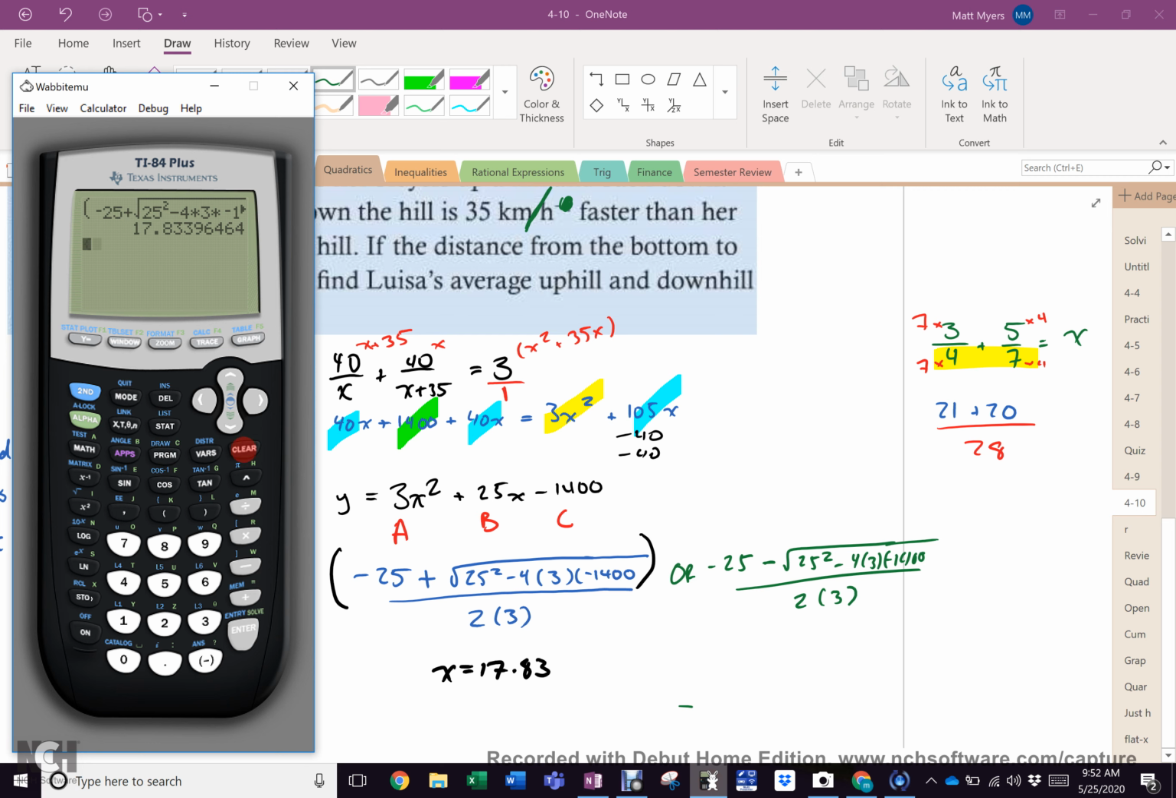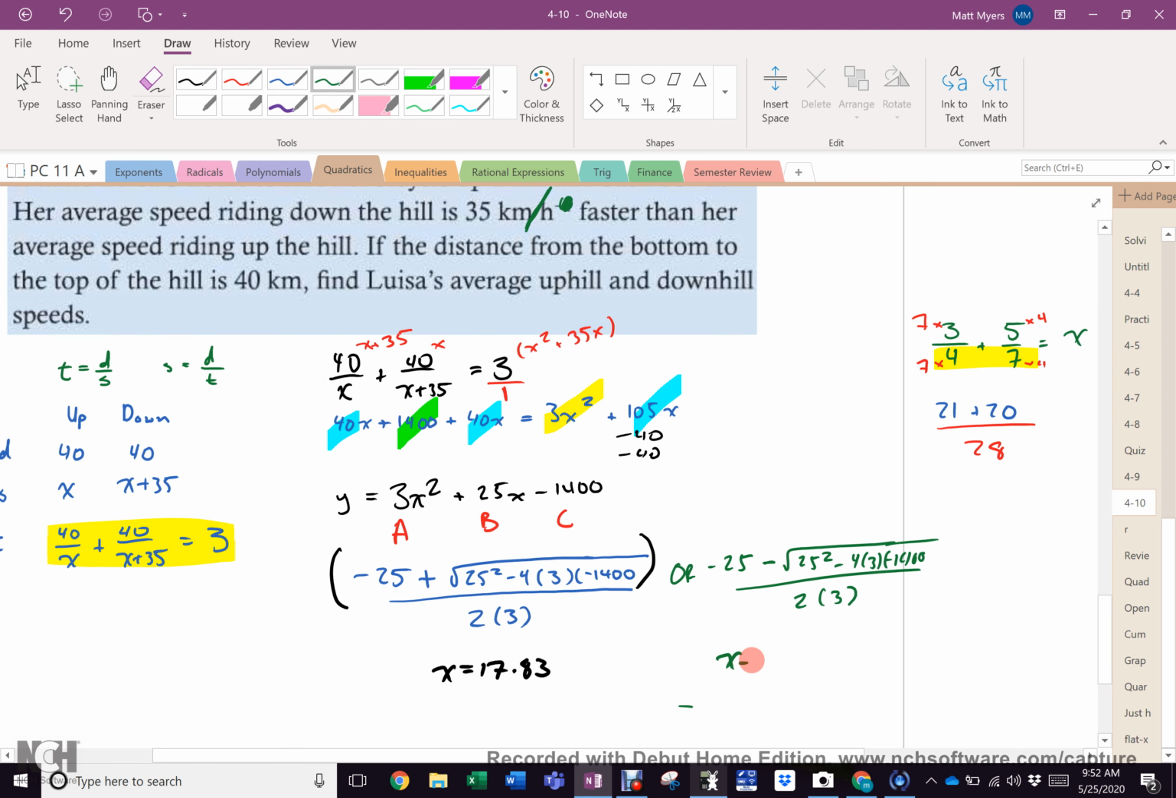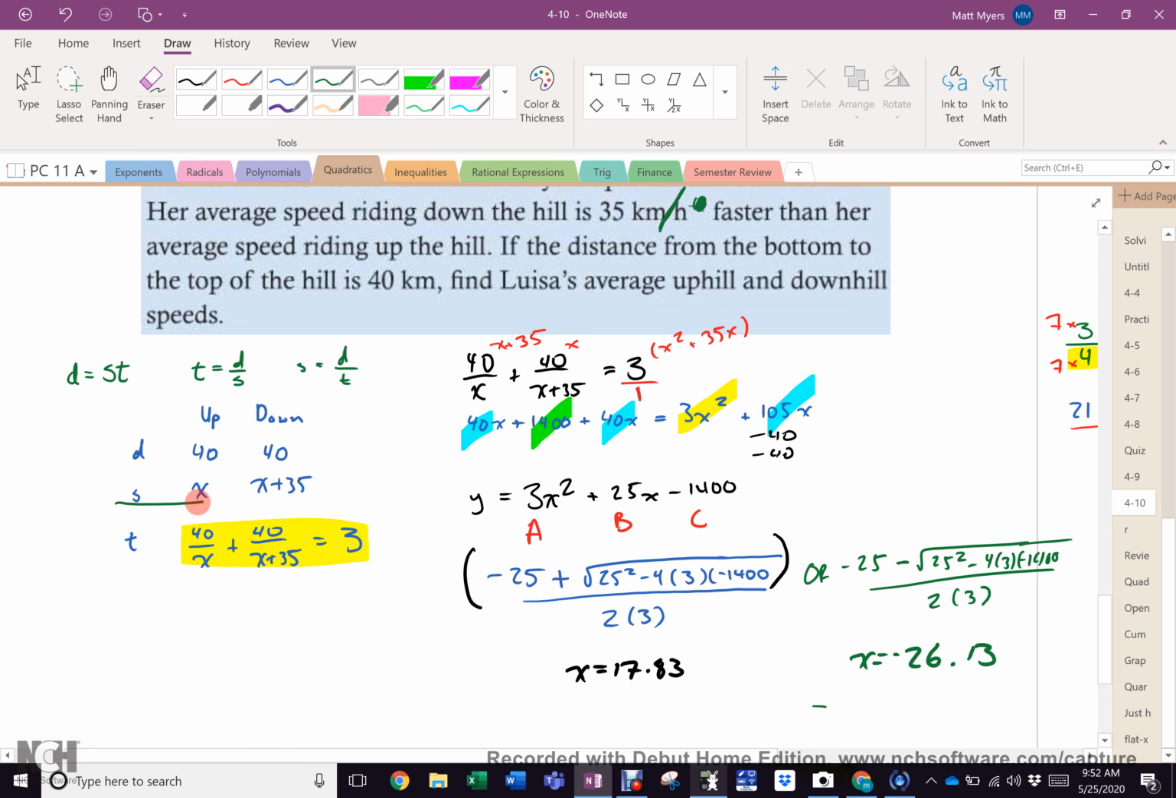Or, and I'll do this one now. Open bracket, negative 25 minus square root 25 squared minus 4 times 3 times negative 1400. Oops, missed the 1. Go back and check. 1400. Close brackets. Divided by 6. X equals negative 26.13. Now, x was a speed.